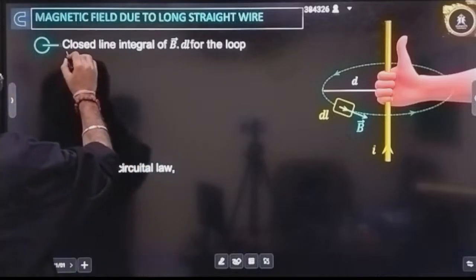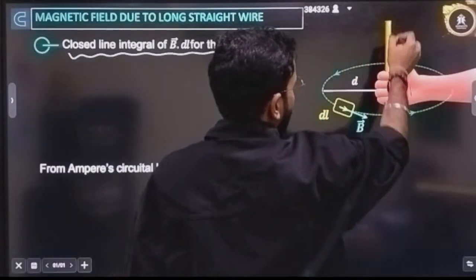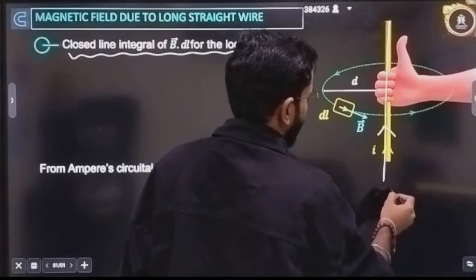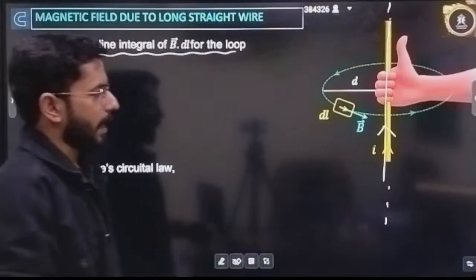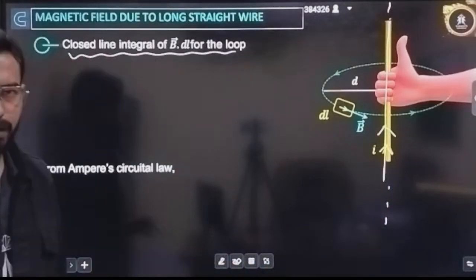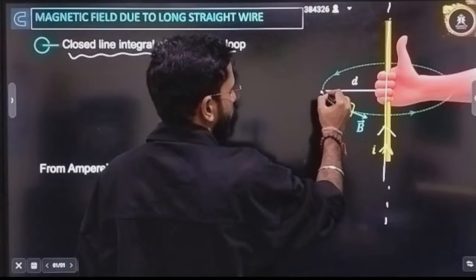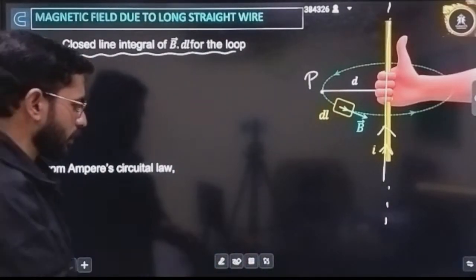Okay. Now see what you will be doing for a closed loop, the closed line integral of B dot dl. Let's suppose you have an infinite wire like this, and some current I is flowing through it. You want to calculate the magnetic field at some point P.